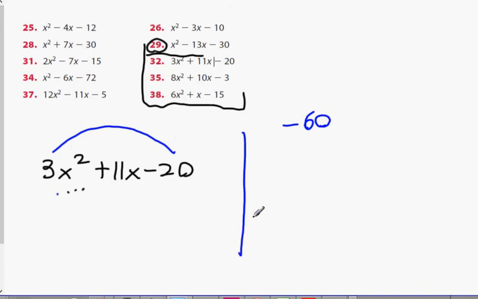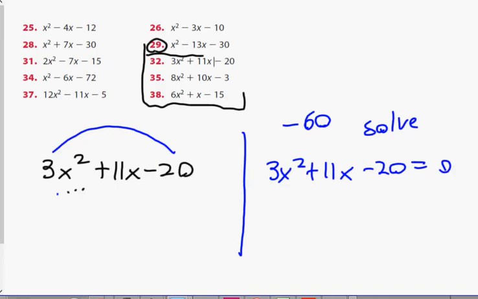Now, I'm also going to do a solved version of this as well, just in case they happen to try it out on you, okay? Now, the solved version would look like this, equals 0. Now, look at what happens. Minus 60 is the reference number. Pick two numbers that multiply to give you minus 60, but yet add together to give you plus 11, yes? Plus 15 and minus 4.